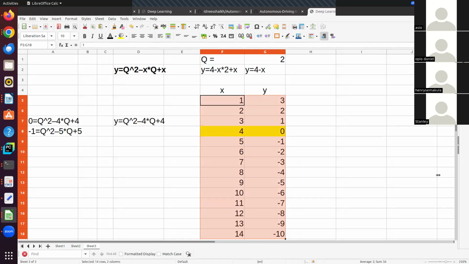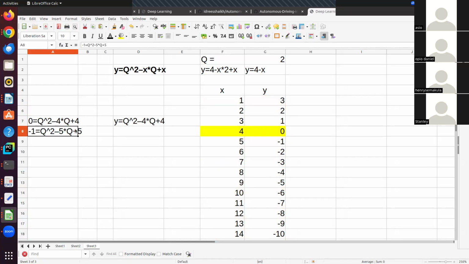So what do you do in real life? You try to do like what I did here. I can assume q is some number. Let's keep that one. Let's do it again, but this time we do the following.